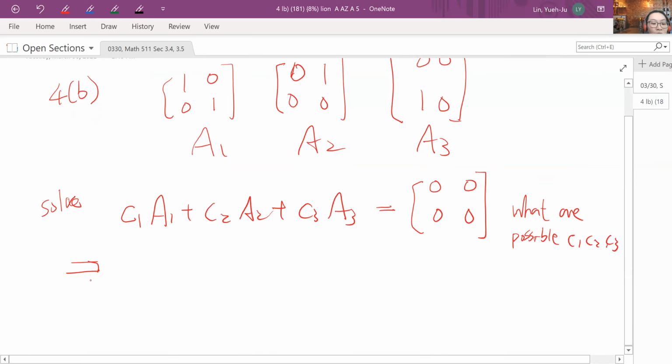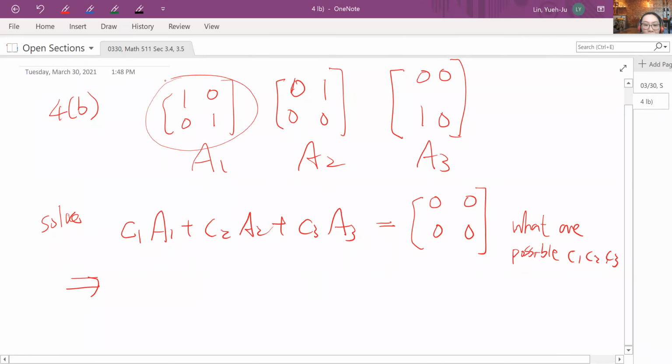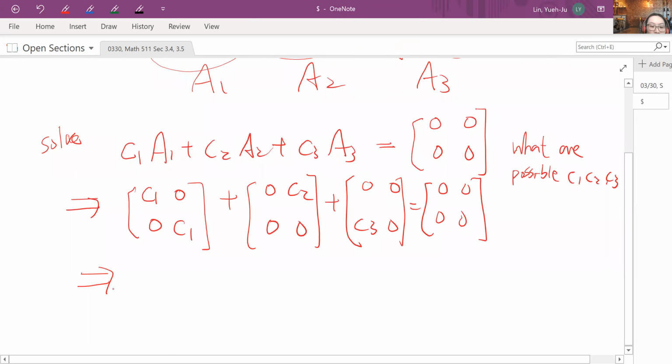But then, this one is actually not too bad at all. Because we already have explicit matrices, and matrices are quite rigid. C1 times A1, if you multiply it, will be C1, 0, 0, C1. This just multiplies a scalar number to A1. And then you plus C2 times A2, plus C3 times A3, and you want it to be 0, 0, 0, 0. Let's combine the left-hand side, so you obtain something like this. No, C1, C1 here, sorry.